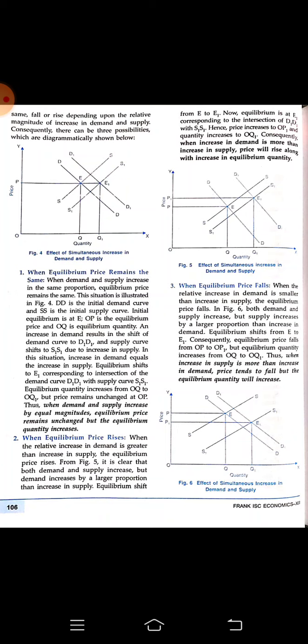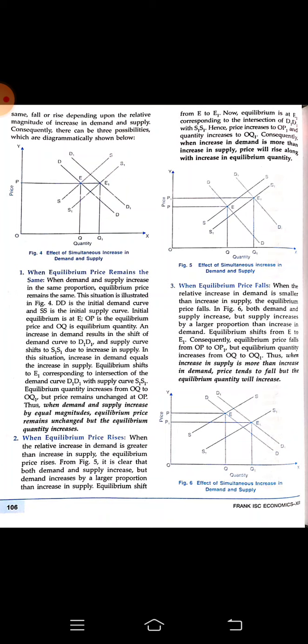When equilibrium price rises, what will happen? The change in demand is greater than the change in supply. So suppose the demand is increasing, it is increasing more than the supply has increased. Okay, so what will happen? We will find that there is a change in price also. So when the increase in demand is more than the increase in supply, price will rise along with the increase in the equilibrium quantity.